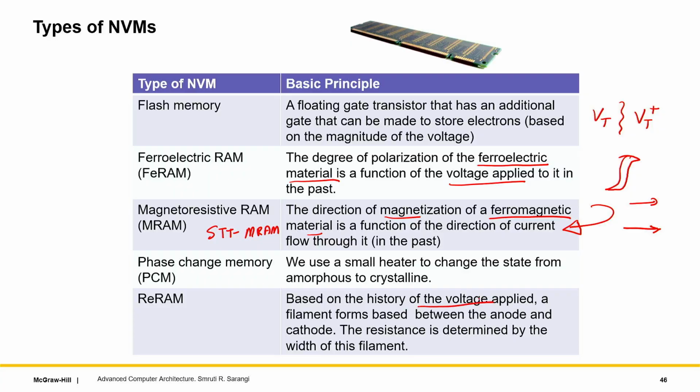In this case, you rely on the state of the material: amorphous, one kind of resistance, crystalline, another kind of resistance. You have a small heater that can convert from amorphous to crystalline, and crystalline back to amorphous. A fast heating rate will make it amorphous, a slower rate will make it crystalline. ReRAM, again based on the history of the voltage applied, what will happen is between the anode and the cathode, which are the two ends of the cell, a filament will form, and the filament essentially determines the resistance. The existence of the filament is low resistance, the filament not existing is high resistance.